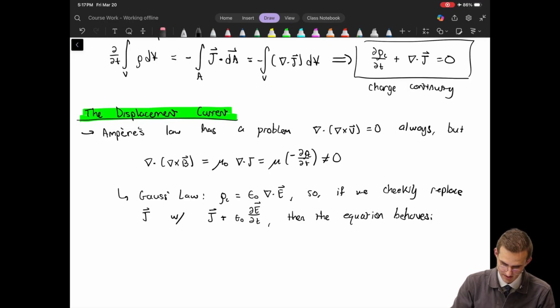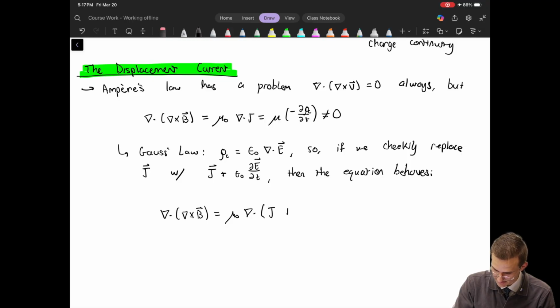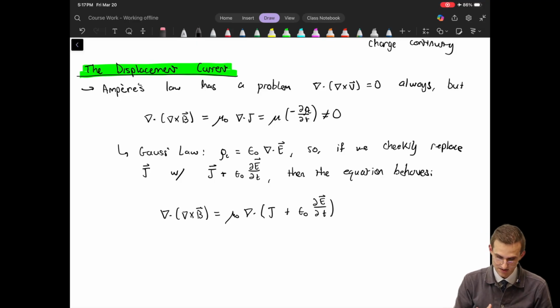Okay, so what do I mean by that? Now we're replacing J with this, so when we take the divergence of the curl of B, then we get mu naught times the divergence of not J, but of J plus epsilon naught dE dt. And then the divergence of J would give us a minus rho c, and that rho c would cancel with the other term there, because that's what we get from Gauss's law. Okay, that is equal to 0.